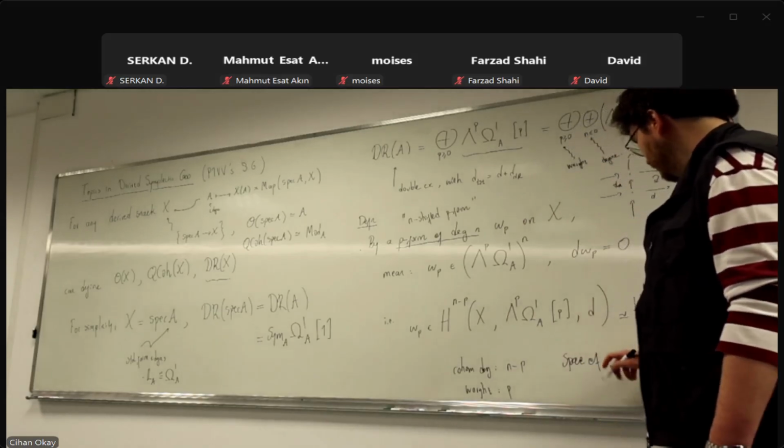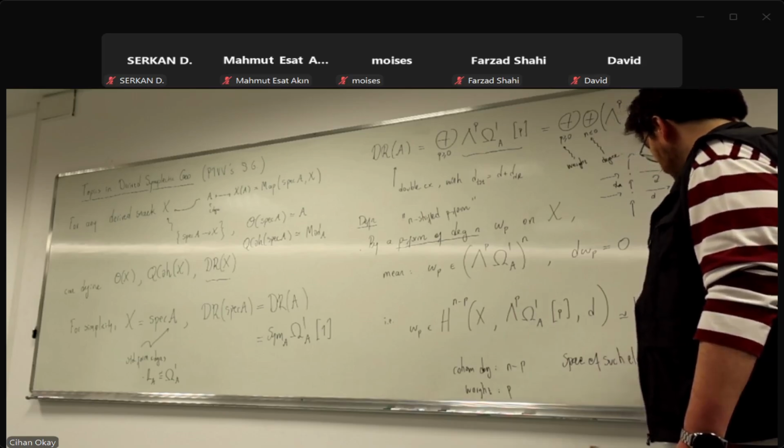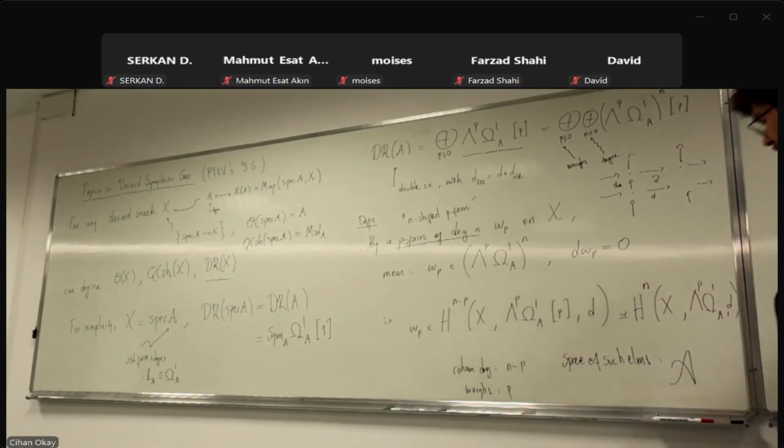Let's say, the space of such elements. Another notation we are using is this curly A. So the weight is here, our base space is here, and our degree is written here. Okay, so we use this notation.